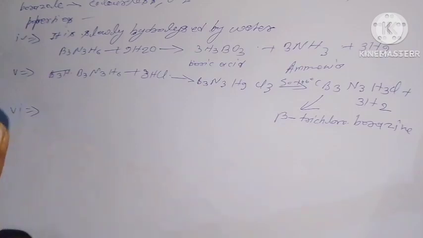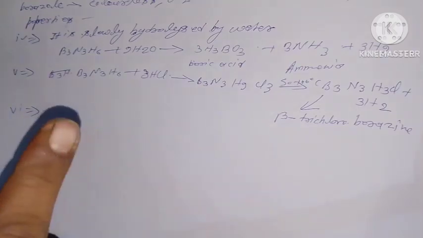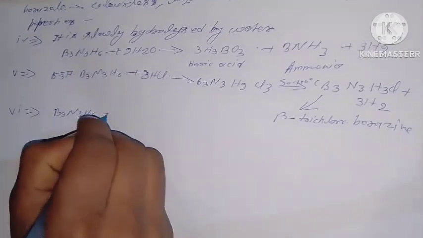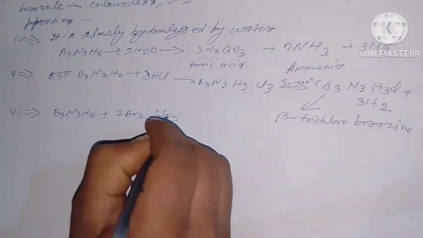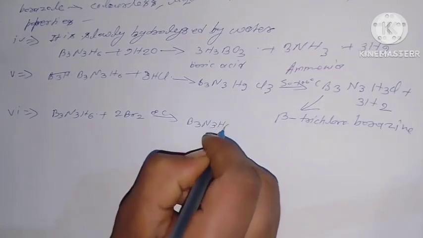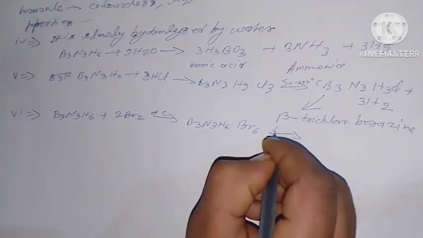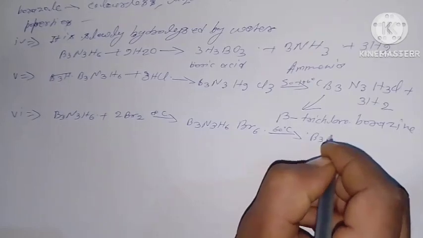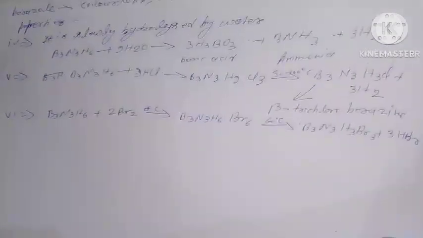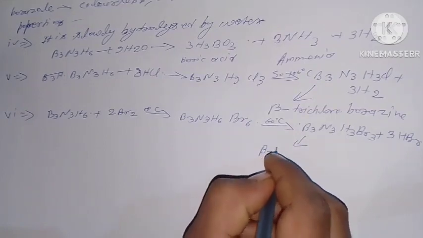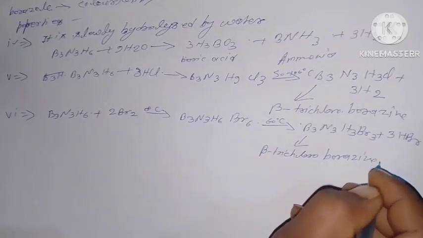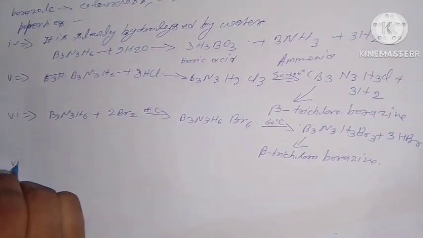6th point. It also forms an addition compound with bromine at 0 degrees Celsius, which on heating at 60 degrees Celsius gives the tribromo derivative. Okay, B3N3H6 plus 2Br2 at 0 degrees Celsius makes B3N3H6Br6, which at 60 degrees Celsius gives B3N3H3Br3 plus 3HBr. Okay.